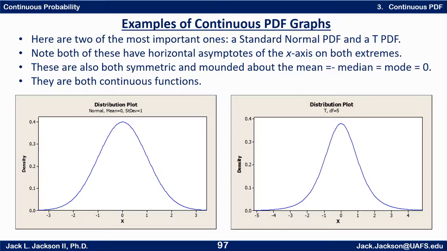Notice that the total area under that curve, in both cases, is 1. And also we see that for that to be 1, there has to be either some end to it on the sides, or in this case it goes on forever, left and right, but it's approaching the x-axis asymptotically in both cases. Both of these are continuous functions. They're both symmetric and mounded up about the mean. So the mean, the median, and the mode all equal the same thing. Mean equals median equals mode. And it's 0 in both cases.